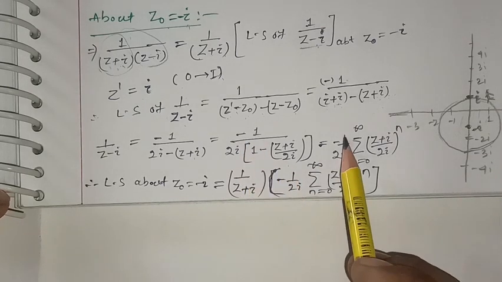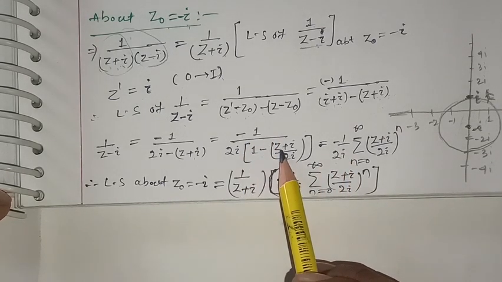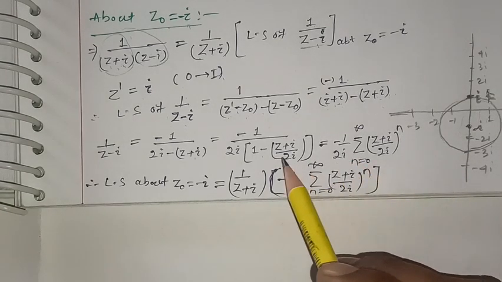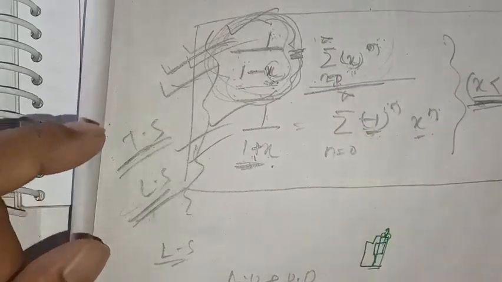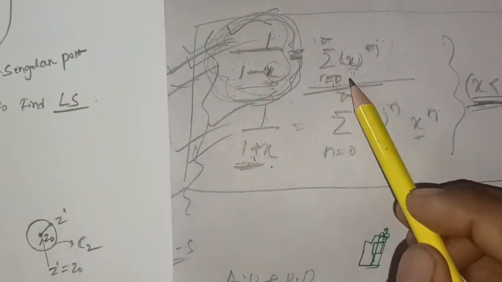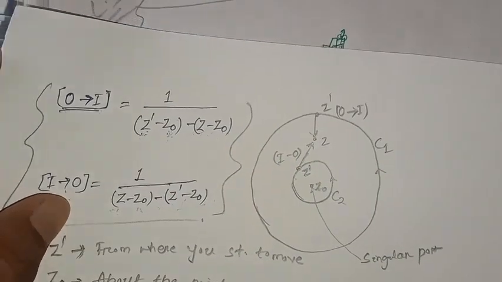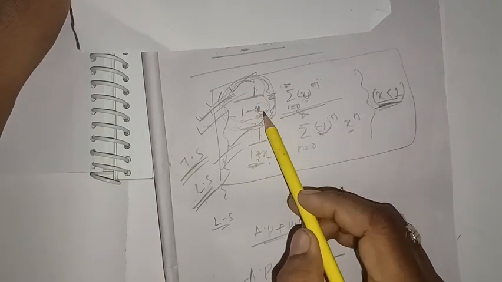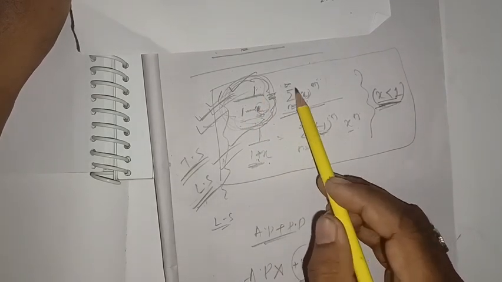So here minus 1 by 2I will be there. Here 1 by 1 minus z plus I by 2I will be how much? The summation series will be summation over n equal 0 to infinity of z plus I by 2I to the power n, because 1 by 1 minus x is equal to summation over n equal 0 to infinity x to the power n. I suggest again that you should remember these four things: if it is a 1 by 1 minus x situation, we have to use n equal 0 to infinity x to the power n.